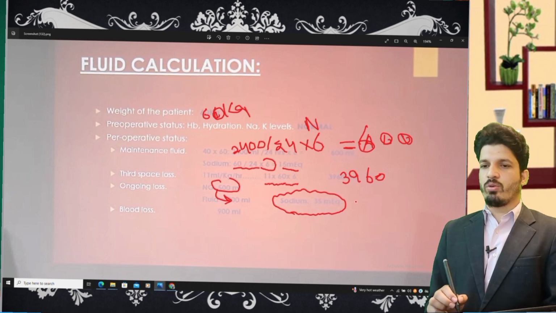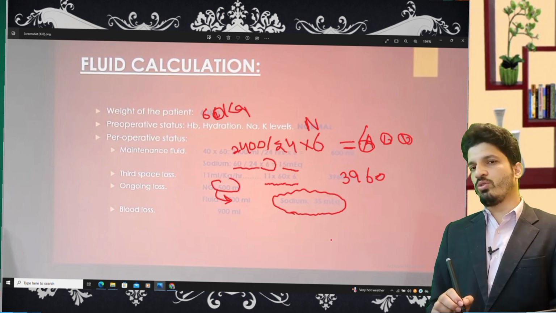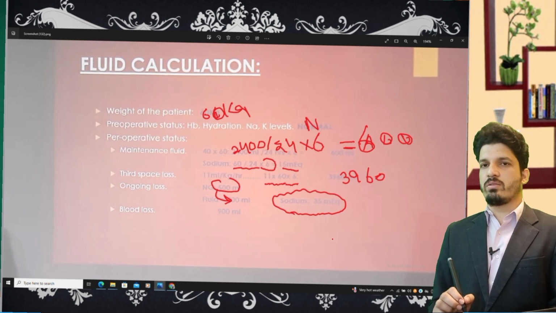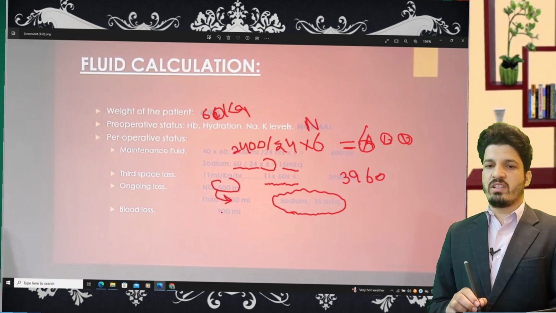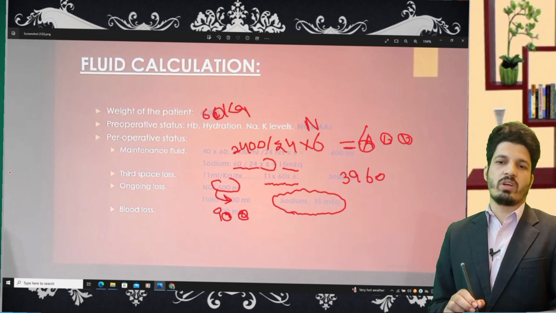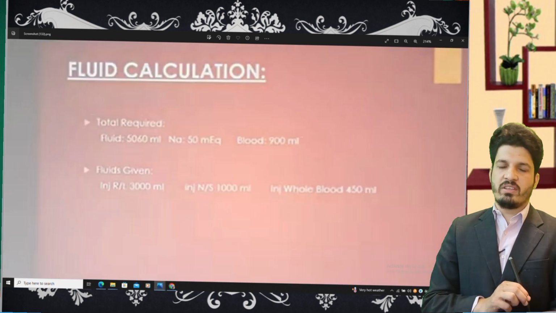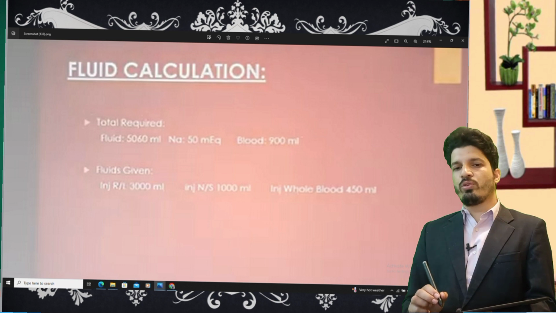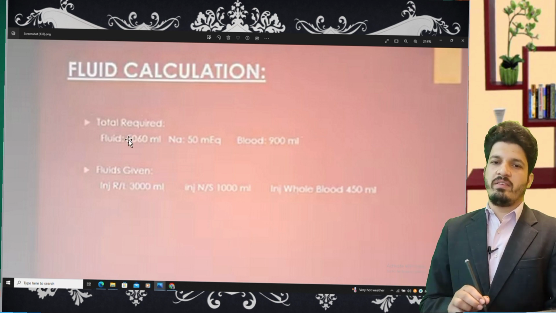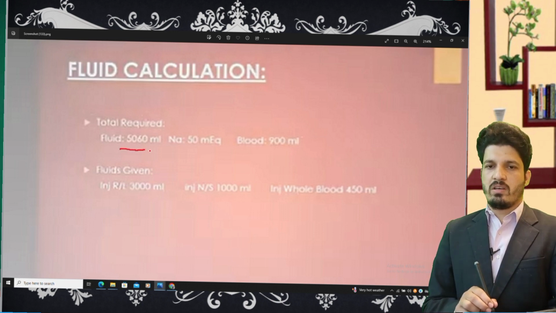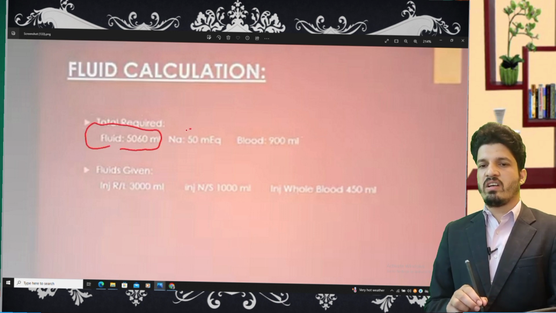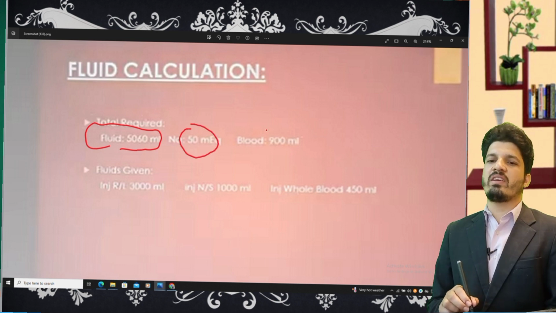In the previous sections I have told you that you can use the crude method by secretions to calculate the electrolyte deficit. So blood loss in this procedure was 900 ml. Okay, so proceeding, the total fluid requirement is 5060 ml, and sodium is 50 milliequivalent, and the blood loss is 900 ml.